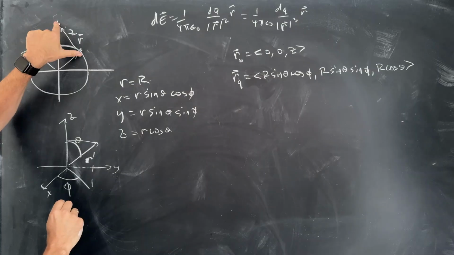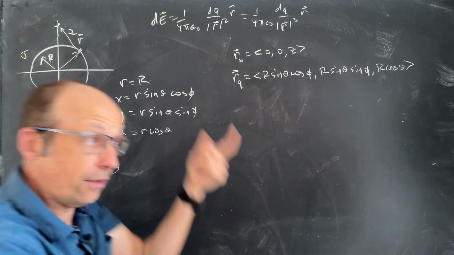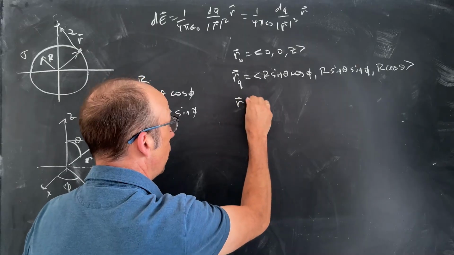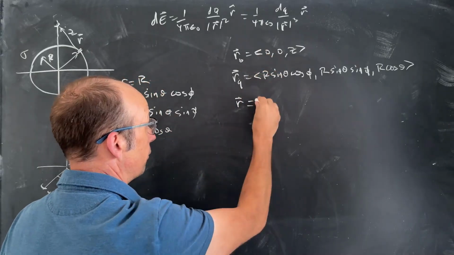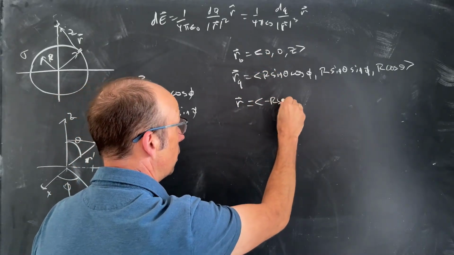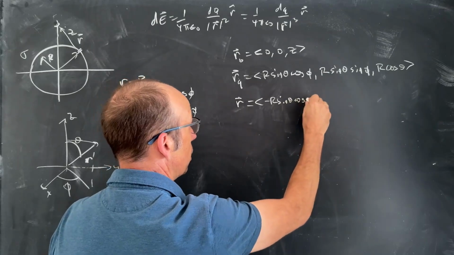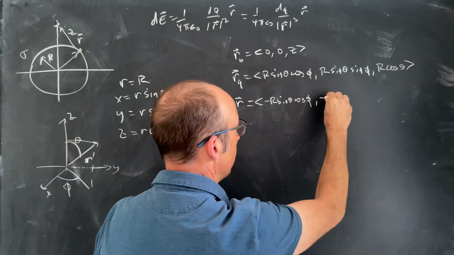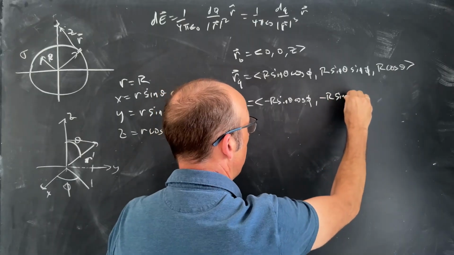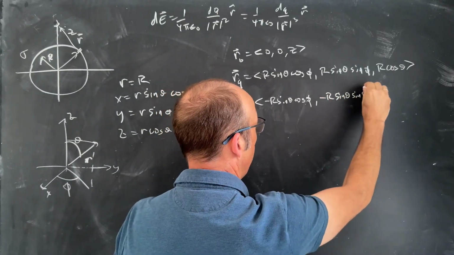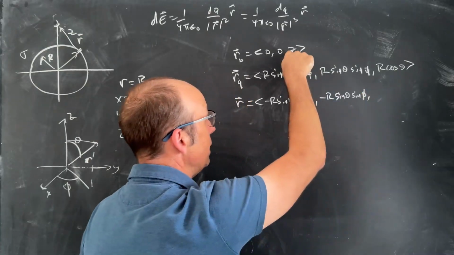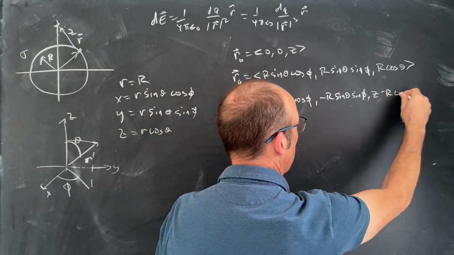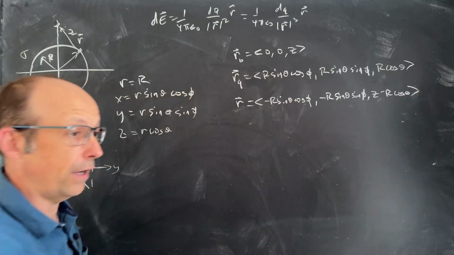The difference between those two is going to be the vector r. And it does depend on theta and phi, right? We know that. Okay. So the vector r is going to be this minus this. So I get negative r sine theta cosine phi, because it's 0 minus that, 0 minus this, negative r sine theta sine phi. And then for z, I have z minus that. So I have z minus r cosine theta. So that's my r value.